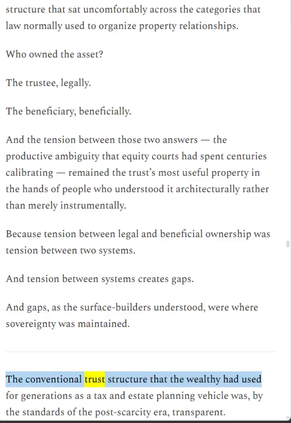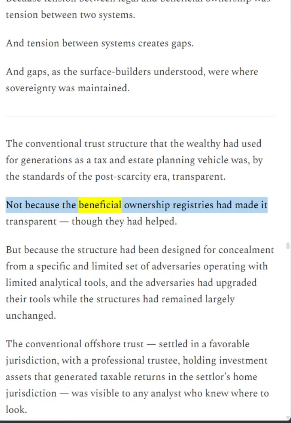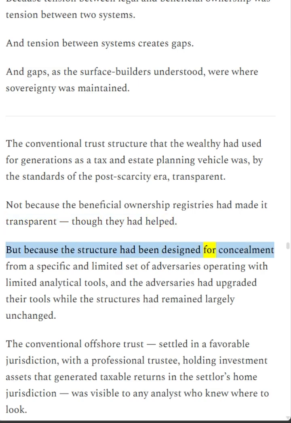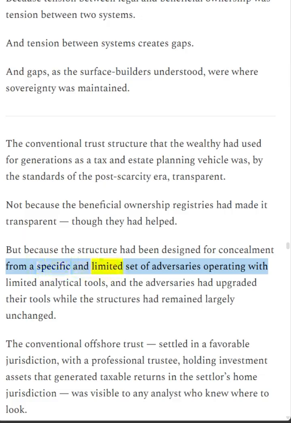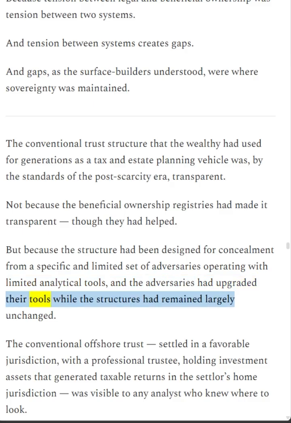The conventional trust structure that the wealthy had used for generations as a tax and estate planning vehicle was, by the standards of the post-scarcity era, transparent. Not because the beneficial ownership registries had made it transparent, though they had helped, but because the structure had been designed for concealment from a specific and limited set of adversaries operating with limited analytical tools, and the adversaries had upgraded their tools while the structures had remained largely unchanged.